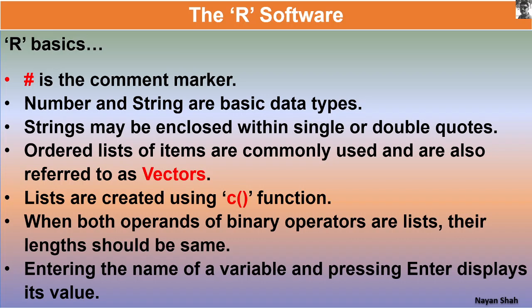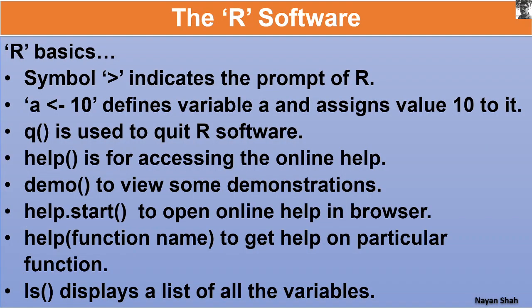Ordered lists of items are commonly used and are also referred to as vectors. Lists are created using the c function. When both operands of a binary operator are lists, their length should be the same. So while multiplying or adding or doing any operation on lists, both lists should have the same number of items. Entering the name of a variable and pressing enter will display the value of that variable.